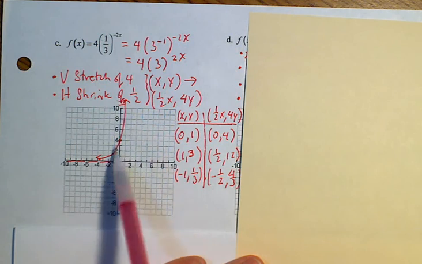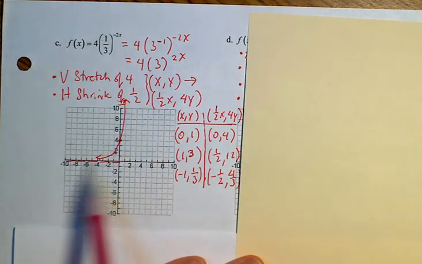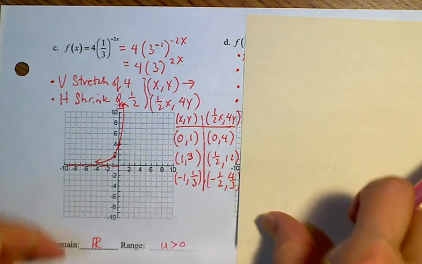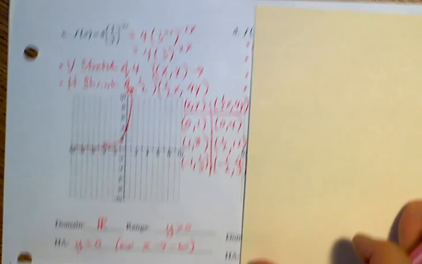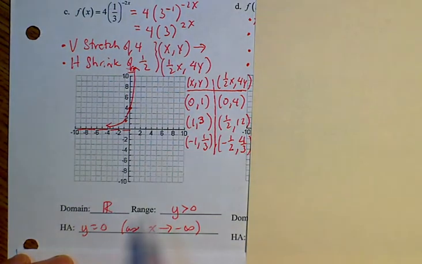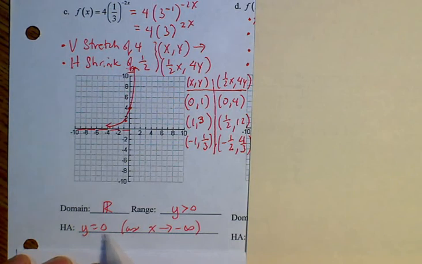Okay, so then when I graph it, I get this graph here. And then here is the horizontal asymptote. Okay, and then the domain and the range on that. The domain is all real numbers, and then the range is y is greater than 0. So there's no vertical translation, so it's just going to stay at 0. And then the horizontal asymptote is y is equal to 0 as x approaches negative infinity.